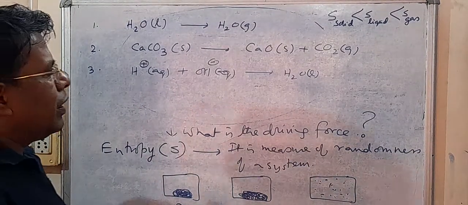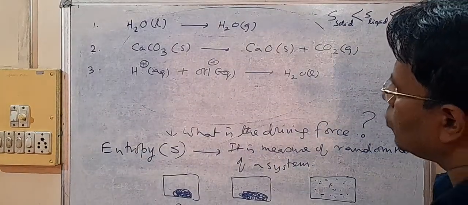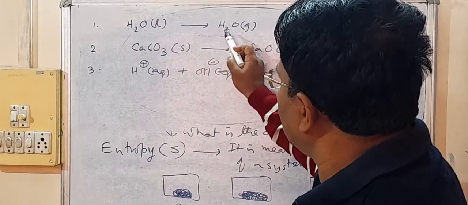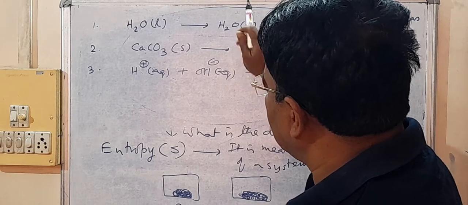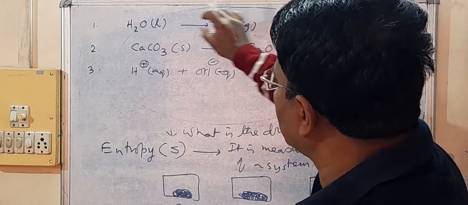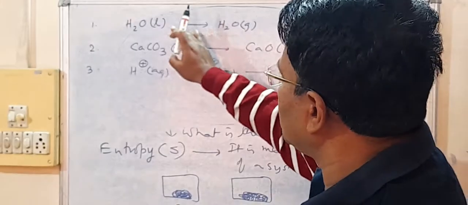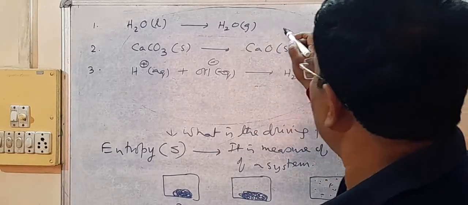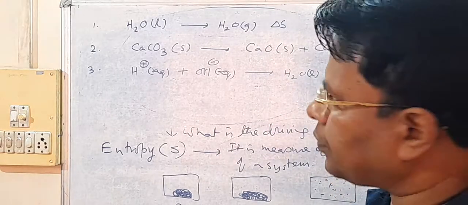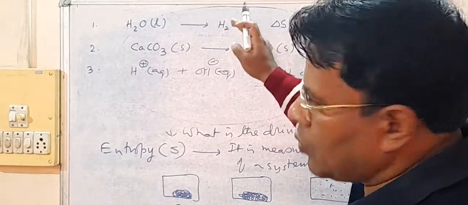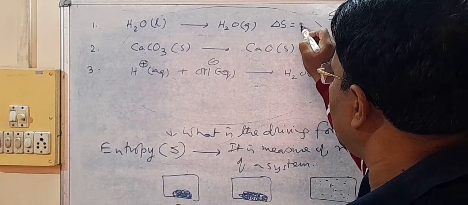Now let me first tell you about this process. In the final we have gas. Definitely this entropy will be more than this entropy. So since entropy is increasing, the entropy change, which is again final minus initial, since final is more, will be positive.